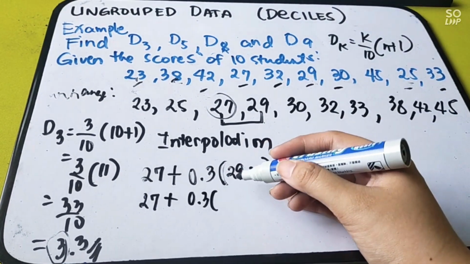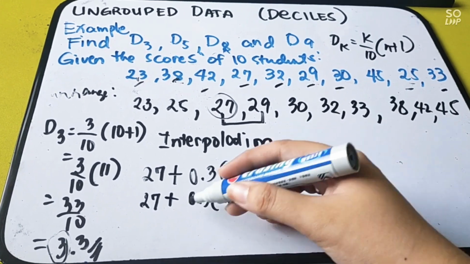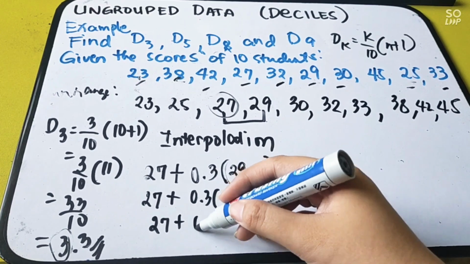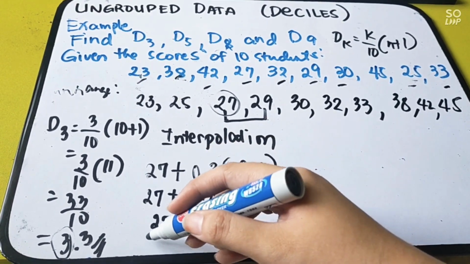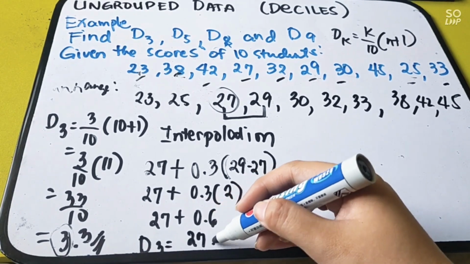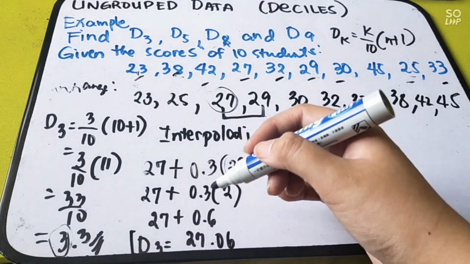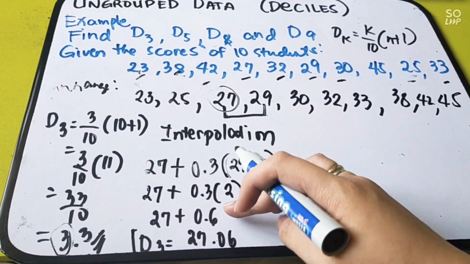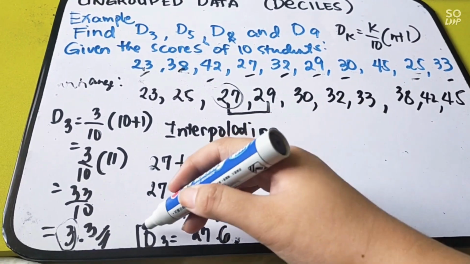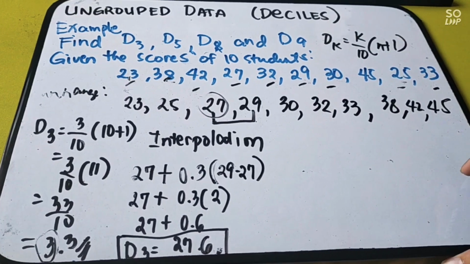Afterwards, we have 27 plus 0.3. Multiply mo sa 29 minus 27, that is 2. Then, 27 plus, this one is 0.6. Then, just add. So, this is now your decile 3. 27.06. Okay? Ay, sorry. 27.6. Yan. 27.6. That is your decile 3. Is that clear? Next tayo.